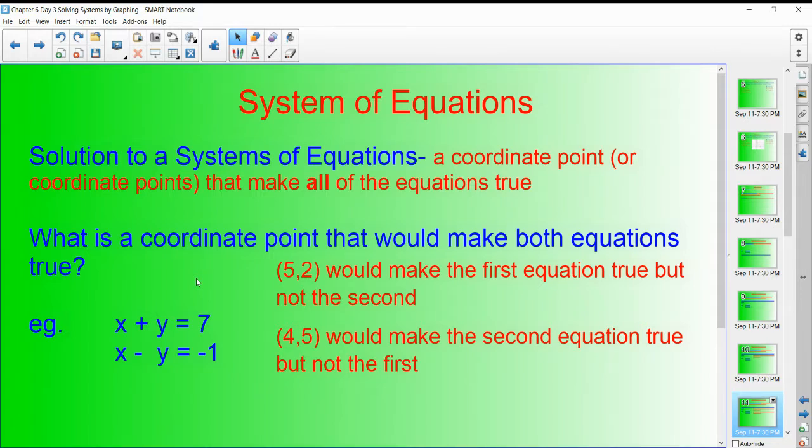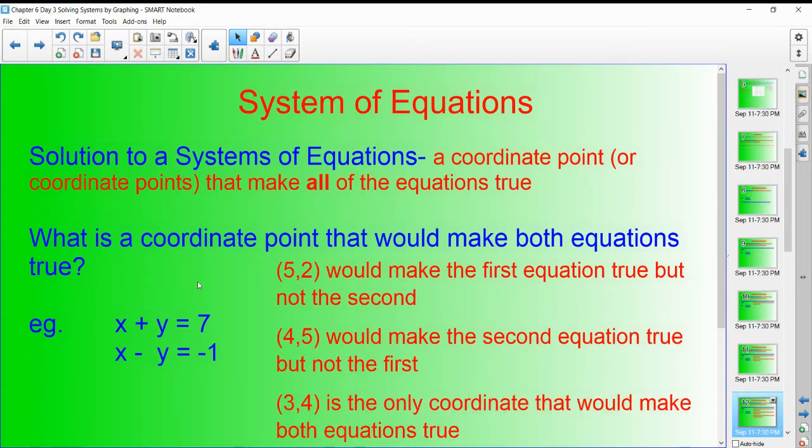And sometimes the answer might be a decimal or a fraction. It could be positive numbers, negative numbers. And sometimes students guess all day. Okay, and brute force guess and check is valid, but it's not efficient. Eventually, you'll see that if I put 3 and 4 in, 3 plus 4 is 7, and 3 minus 4 is -1. And that's the only coordinate that would work.